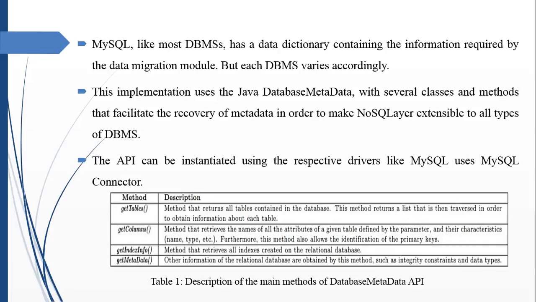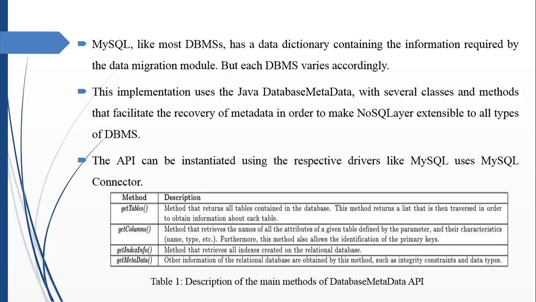MySQL, like other DBMS, contains a data dictionary which has the information required by the data migration module, but each DBMS varies accordingly. This implementation uses the Java database metadata with several classes and methods that facilitate the recovery of metadata in order to make the NoSQL layer extensible to all types of DBMS. This API can be instantiated using their respective drivers, like how MySQL uses the MySQL connector.